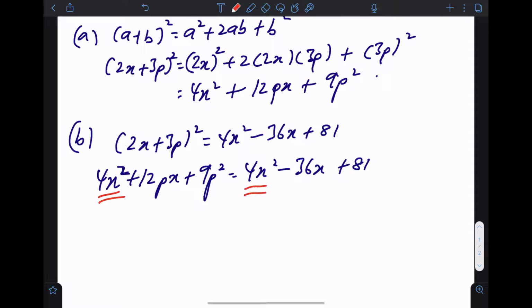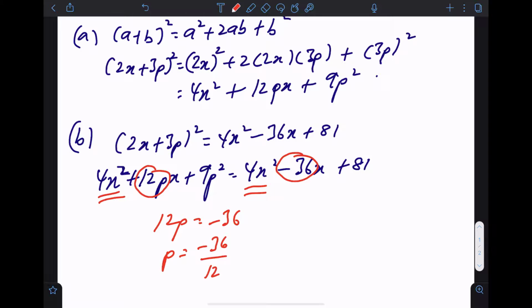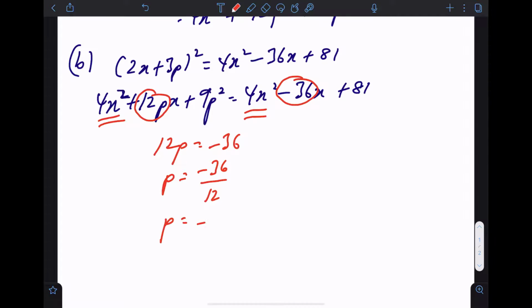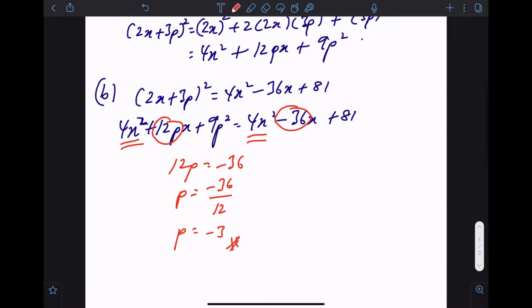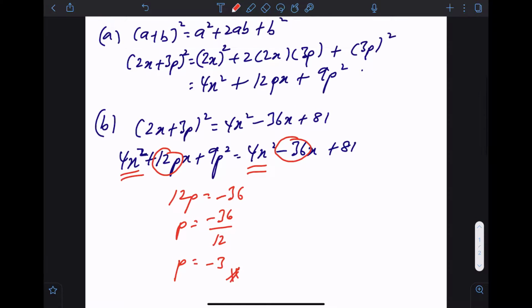Same items, 12p compared with negative 36 is the coefficient of x over here and over here. They have to be the same. So 12p is equal to negative 36. We can straight away find p already. Negative 3. Okay, so p is just negative 3 and this is our final answer.